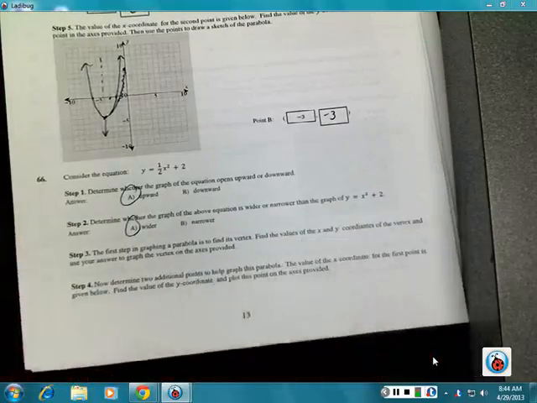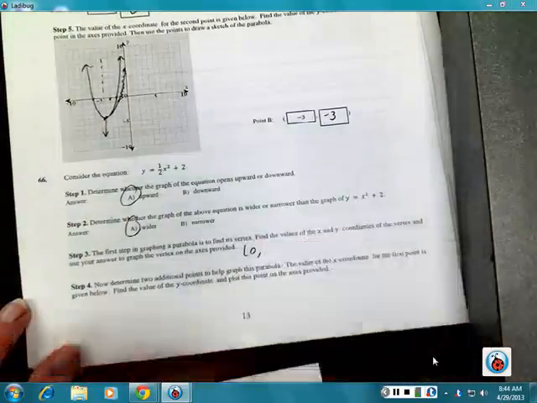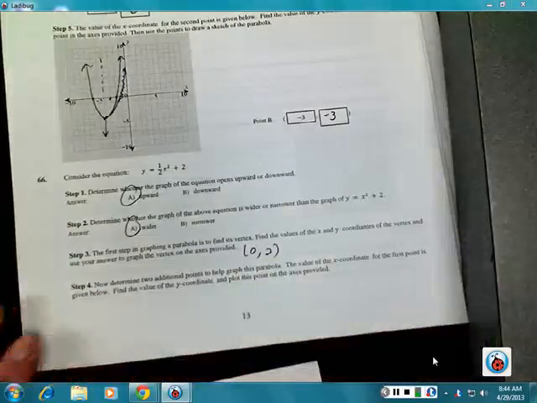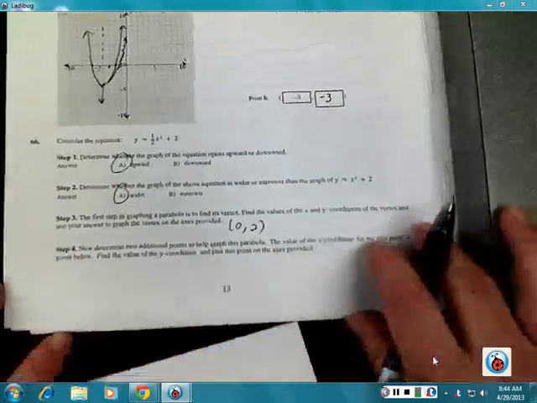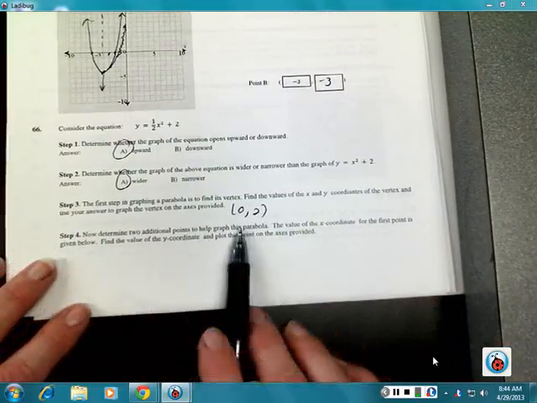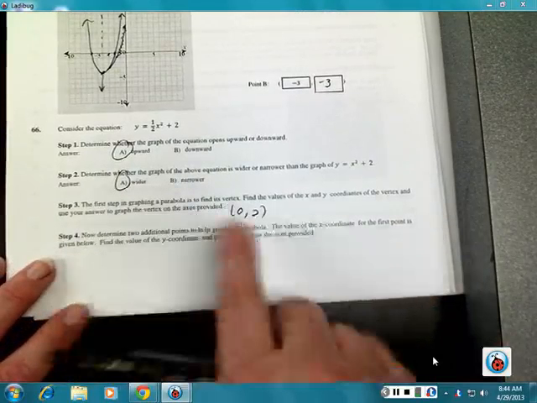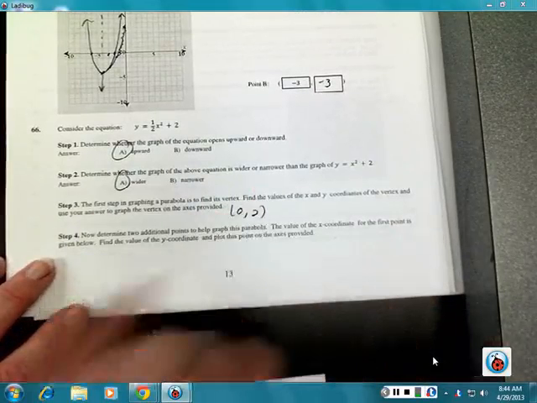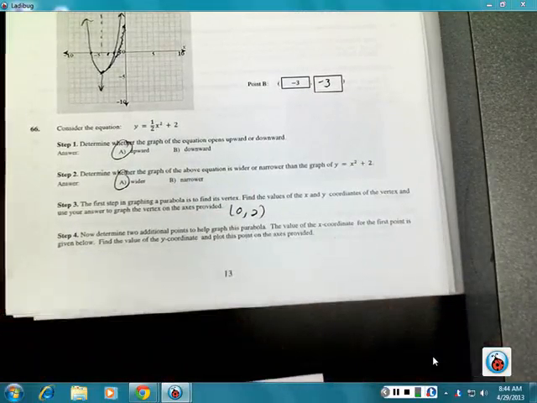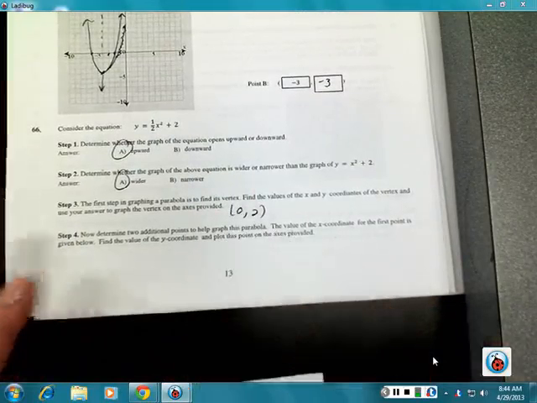So what's my vertex going to be? Well, my vertex is H, which I don't have, so that's 0. And K. So my vertex is (0, 2). And it says now determine 2 additional points. Now, if you determine 2 additional points, the easiest one to find in this situation is the y-intercept, which I already have, because that's (0, 2), so I don't have to find that one.